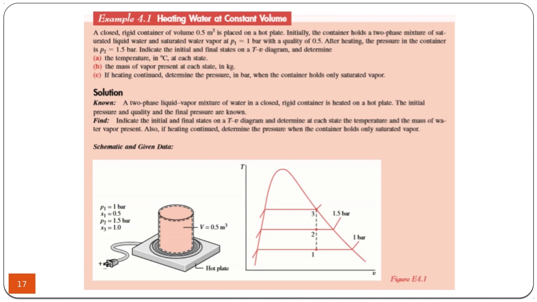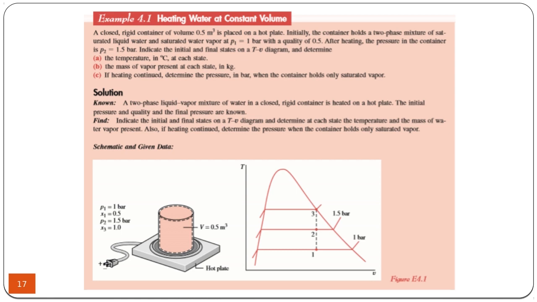In this numerical example, a water vapor mixture is placed inside this closed container. The pressure inside the container is atmospheric. There is 1 atmosphere pressure inside this container, and it has a mixture of water and vapor. And it says that the quality of the mixture is 0.5.